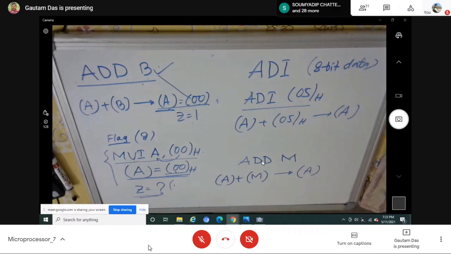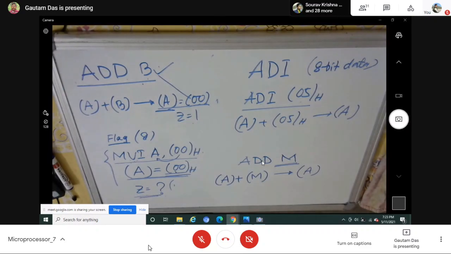But again, whatever I told you earlier in the MOV instruction, whenever you write the operand as memory, it is your duty to store the address of this M into the HL register pair before this instruction. Otherwise, this instruction itself cannot do anything without the address of M. So you must store the address of M in the HL register pair.